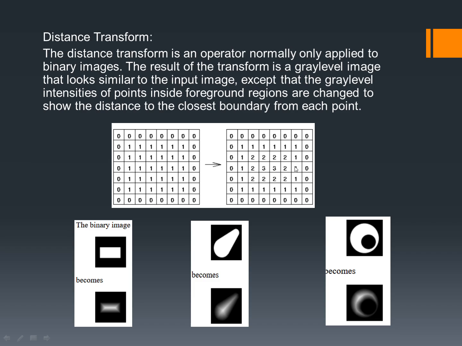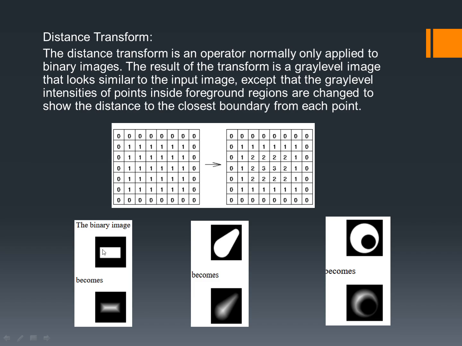Like from the nearest boundary, this is the nearest boundary, right? So this is 1, this is 2, this is 3. It shows the distance of the closest boundary from each point. From each point you can see how far you have to go to reach the closest boundary. That's nothing more in the distance transform. It is applied on the binary image, and the result of this transform is a grayscale image that looks similar to the input image, because obviously the dimensions are the same.